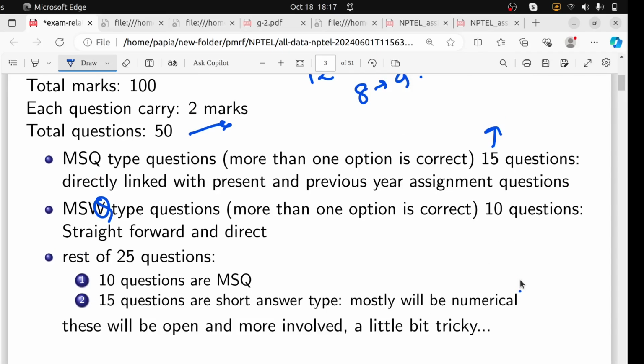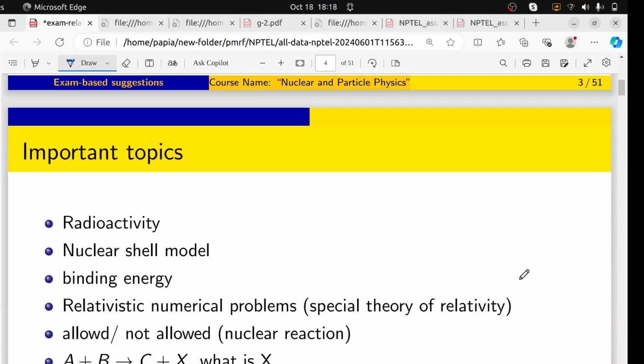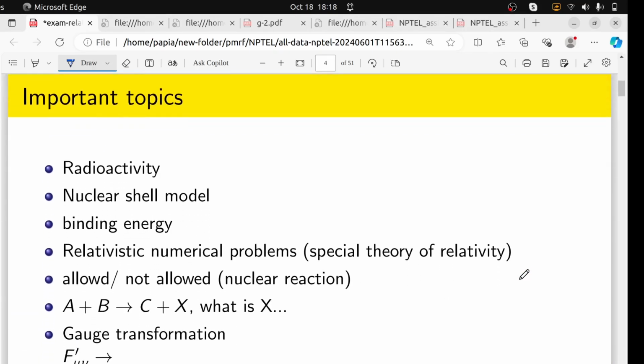There I have shown, from my personal view, which topics can be the important ones. Obviously in the nuclear and particle physics course, each and every topic is very important for our examination, but as a quick revision we can't cover all topics with equal importance, right? So I was thinking to list a small number of important topics from this course so that you can put a little more stress on them. Obviously you have to give stress to the others too, but I have just listed a few here.